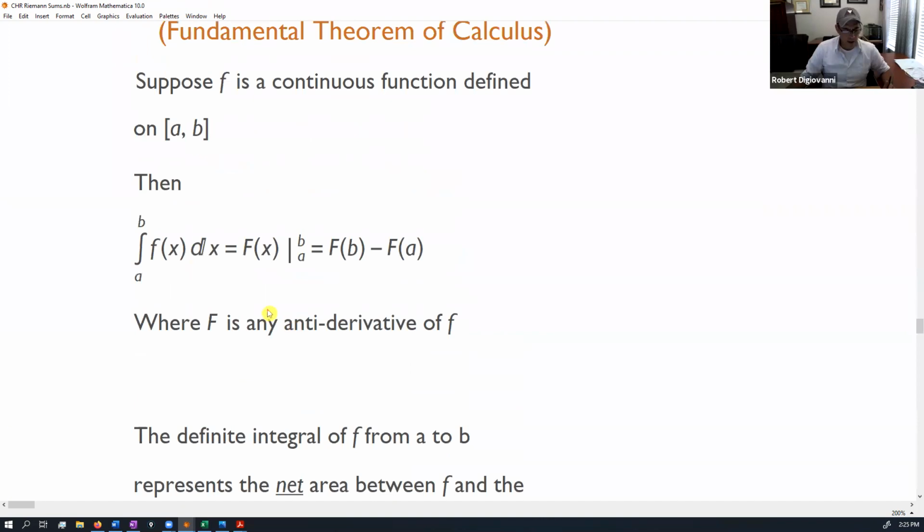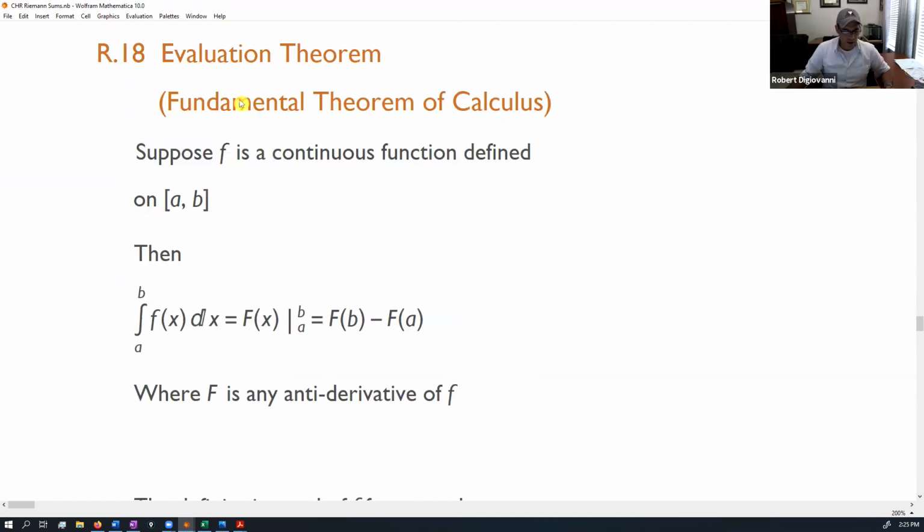So this is the fundamental theorem of calculus that I presented, the evaluation theorem. Just to be clear on this, these numbers, A and B, are called your limits of integration. This one is referred to as the upper limit of integration, and this is the lower limit of integration.